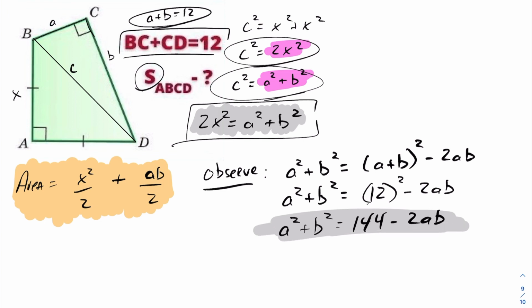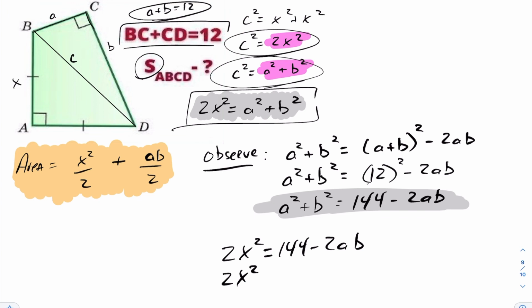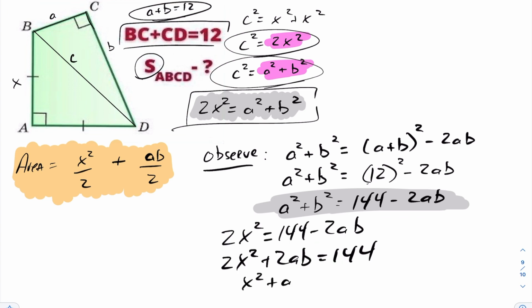That means that now I know that A squared plus B squared is equal to 2x squared, and also A squared plus B squared is equal to 144 minus 2AB, which is looking a lot like the formula we have here. From these two ideas combined, it must be the case that 2x squared is equal to 144 minus 2AB, or 2x squared plus 2AB is equal to 144, and therefore x squared plus AB is going to equal 72.